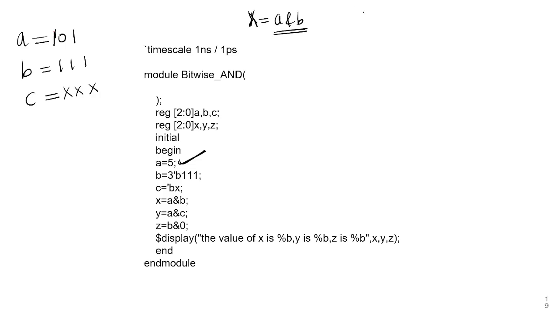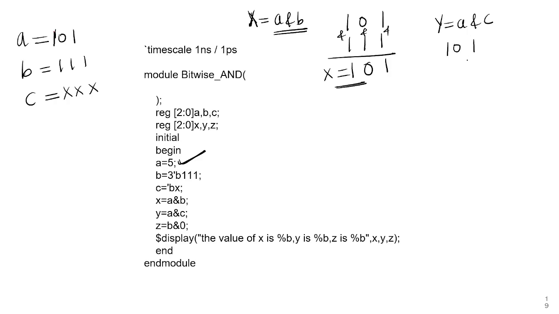Okay, A and B means what? 1 0 1 and 1 1 1. Okay, so you need to do bitwise and operation. Okay, so this is 1 0 and 1. You will get x equal to this one. Okay, similarly y equal to what? Y equal to A bitwise and of C. Okay, what is and 1 0 1? C means x x x. Okay, what you will get? 1 and 0 is 0, 1 and 1 is 1. Here you will get x, here you will get x, here you will get 0. Okay, x 0 x you will get.